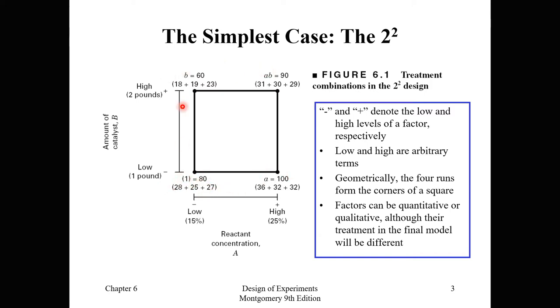When we're looking at the different runs, you'll see (1), which means low levels of all factors; b, which means a low level of A and a high level of B; ab, which means a high level of A and a high level of B; and just a, which means a high level of A and a low level of B. Pluses and minuses: minus is going to denote low, plus is going to denote high levels. And as this mentions, these are arbitrary terms you really do get to pick, though there are better and worse choices, and again, we'll talk about it later on.